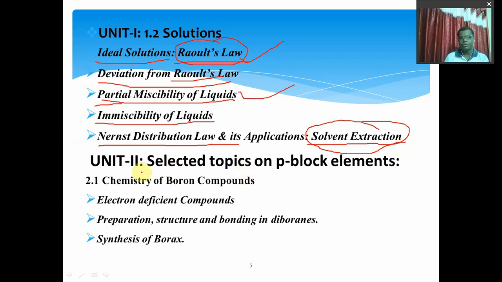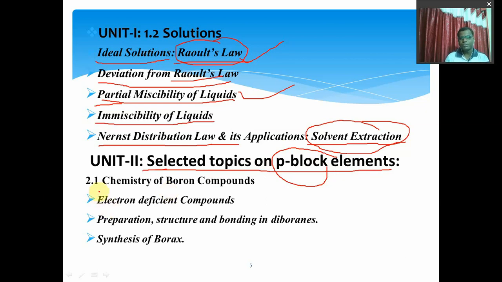I already told you this topic will be taken by Bamre sir, and it is based upon inorganic chemistry, entitled Selected Topics on P Block Elements. Maybe the introduction of this topic has already been given by that particular teacher, but again in short we will discuss it. There are different blocks of elements in the periodic table called S block, P block, D block, and F block. Out of these, in this topic you are going to discuss P block elements.